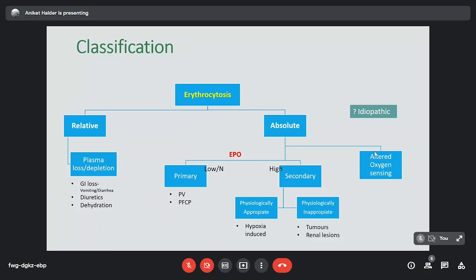The other type of erythrocytosis is the absolute erythrocytosis, where there is a true increase in the circulating red cell mass with an increase in hemoglobin or the hematocrit levels. Now, this absolute erythrocytosis can again be divided into a primary erythrocytosis, where there is an intrinsic defect in the red cells, and a secondary erythrocytosis, which is due to a secondary cause where there is increased red cell count in response to an increased erythropoietin level.